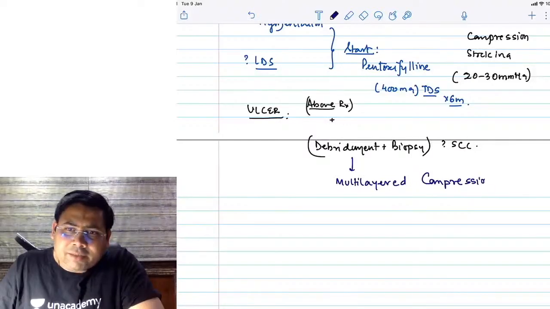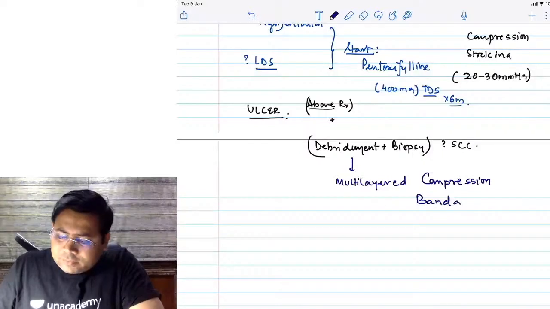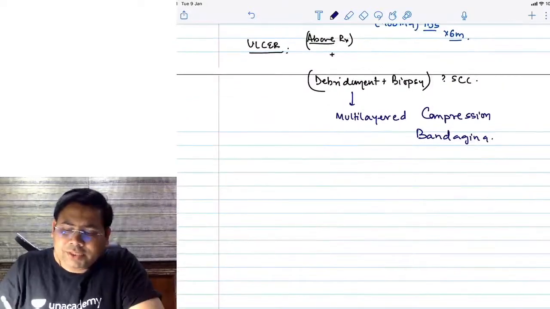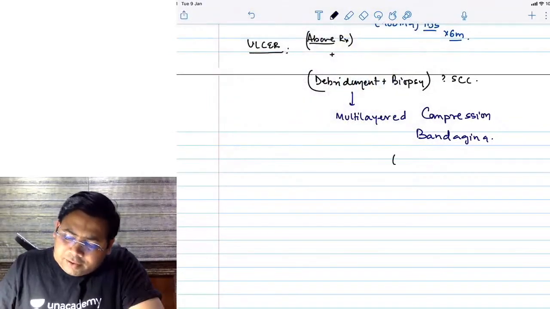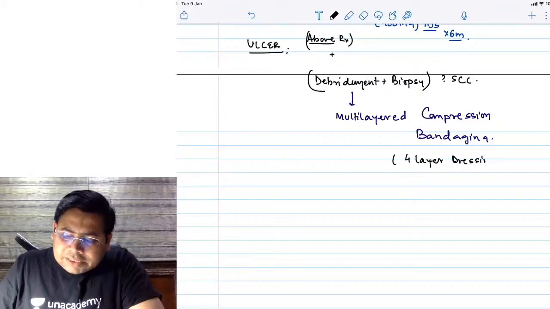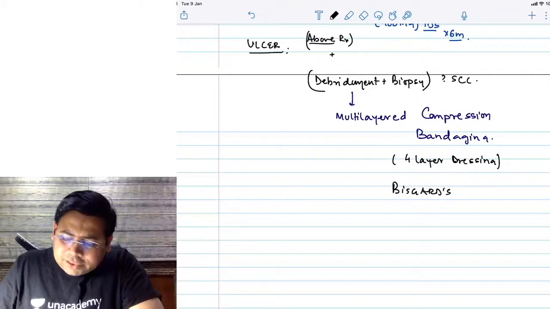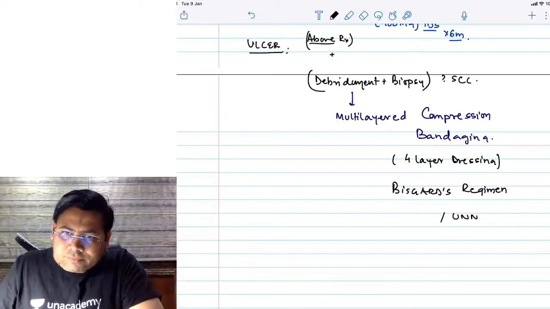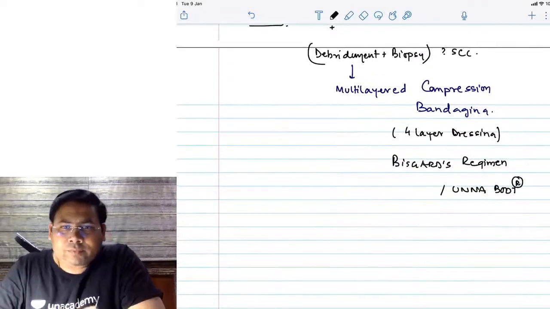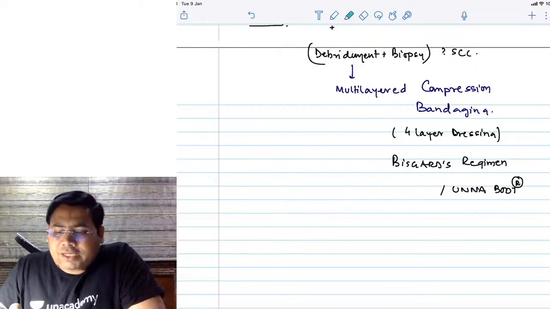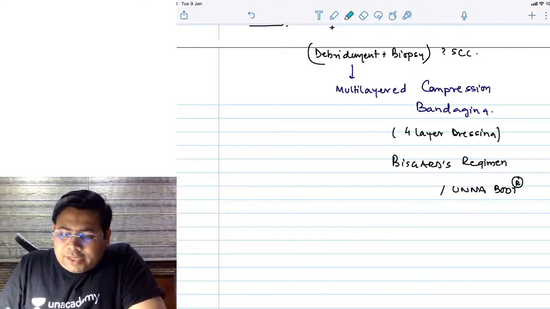When we talk about multi-layered compression bandaging, there are a lot of things we do. What is the concept of multi-layer compression bandaging? We have four layer dressing, and this is sometimes referred to as Bisgaard's regimen. We may also advise the patient Unna boot. So Bisgaard's regimen or Unna boot. Now when you talk about Bisgaard's regimen, what is that? Try to understand.